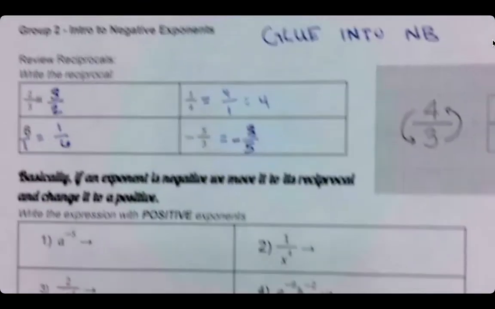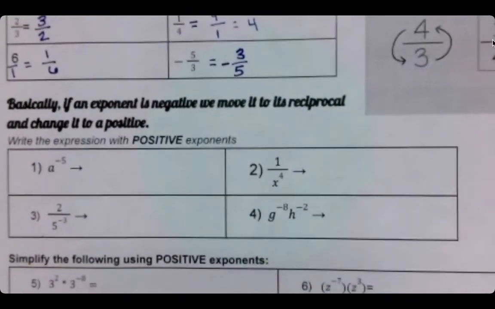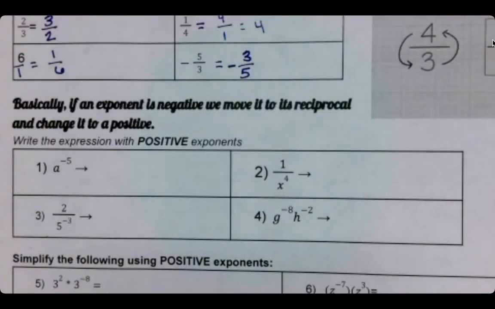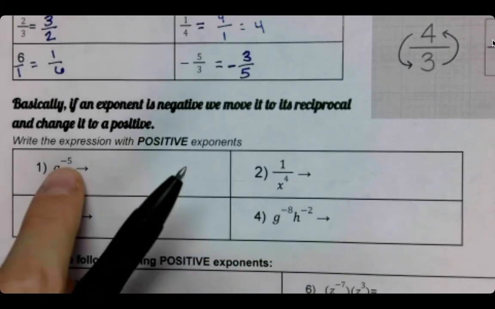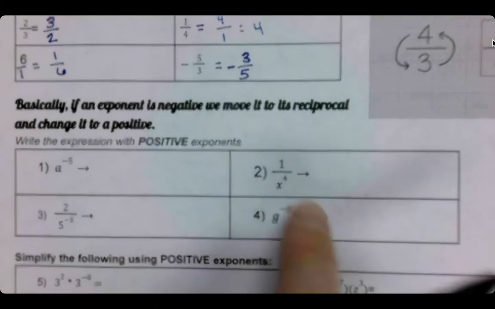All right. So basically, if an exponent is negative, we move it to its reciprocal and change it to a positive. So remember, the number is not negative or the letter is not a negative. The exponent has to be a negative.